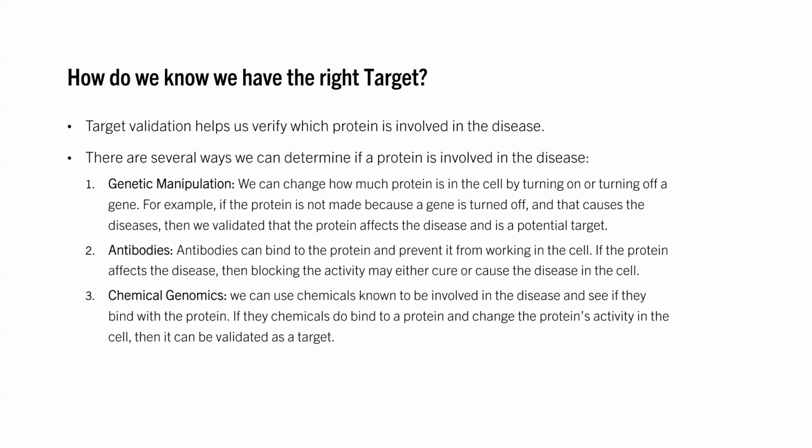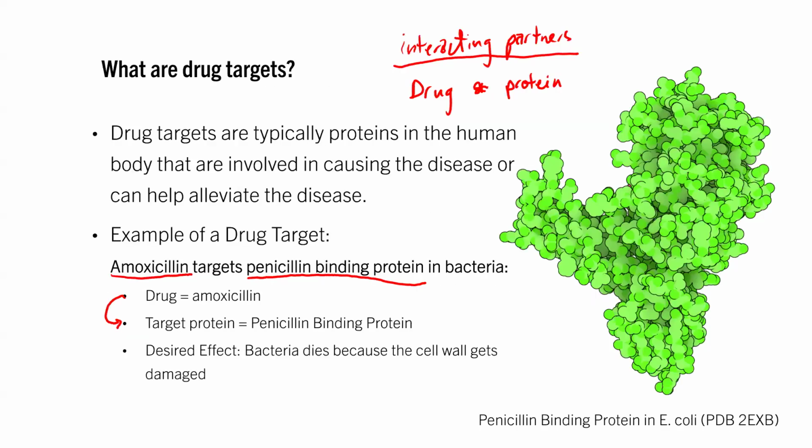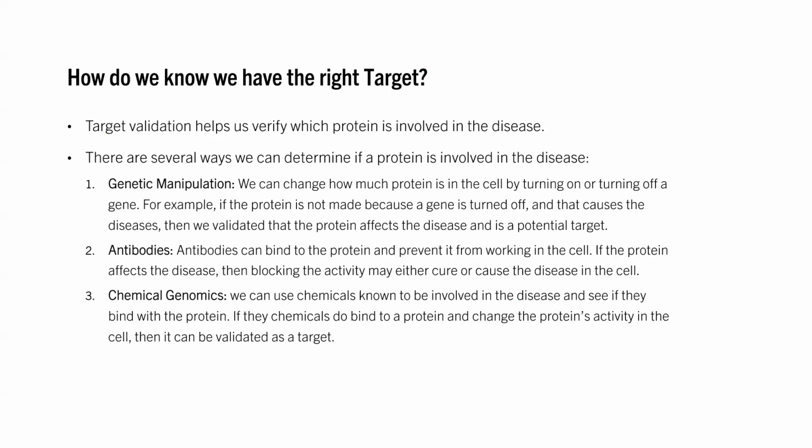So target validation helps us verify which protein is involved in a disease. So if we go back for just a tad, we have this bacteria that is causing some sort of problem, whether that's causing an ear infection in the person or another type of infection. We have pinpointed a protein that basically keeps that bacteria from dying. Now, there are several ways we can determine if a protein is involved in the disease.